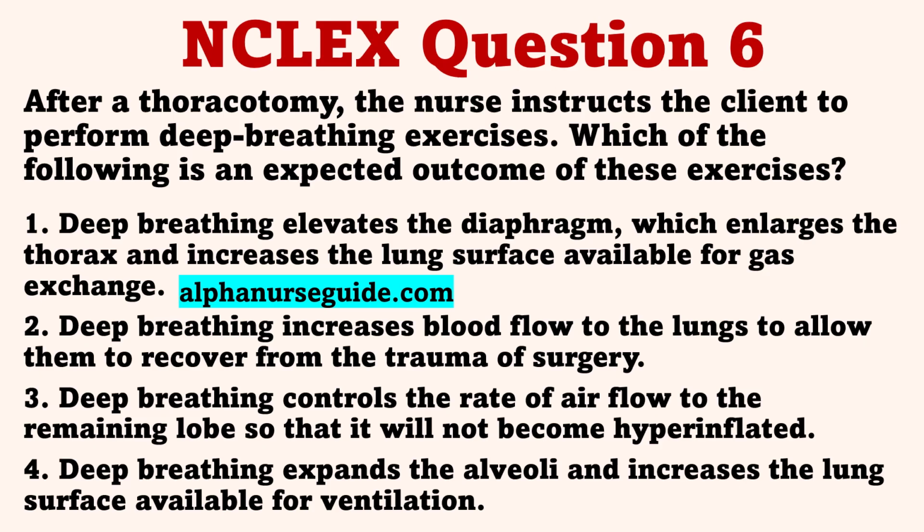The correct answer is 4. Deep breathing helps prevent microatelectasis and pneumonitis, and also helps force air and fluid out of the pleural space into the chest tubes. More than half of the ventilatory process is accomplished by the rise and fall of the diaphragm. The diaphragm is the major muscle of respiration. Deep breathing causes it to descend, not elevate, thereby increasing the ventilating surface.